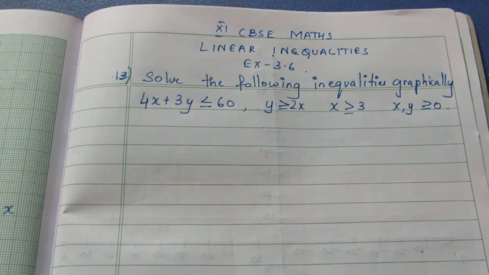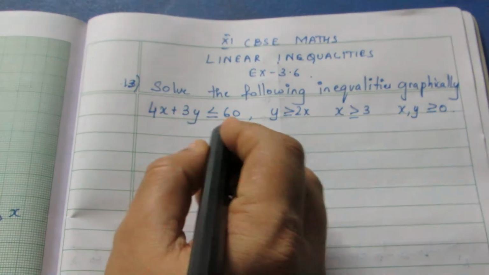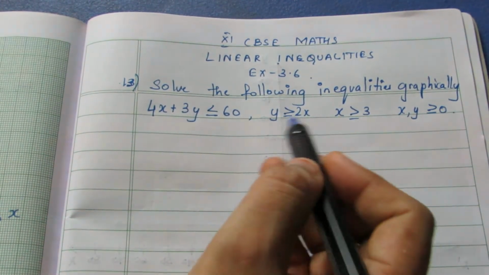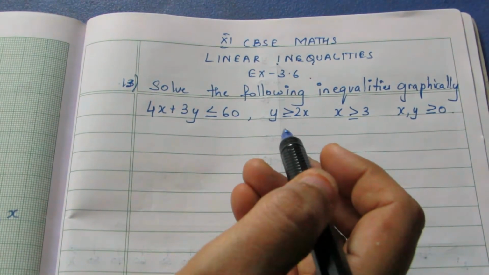Today we are going to see 11 CBSE Maths Linear Inequalities exercise 3.6 question number 13. Let's see the question. Solve the following inequalities graphically. So we are going to solve it by graph. Here the given inequalities are 4x plus 3y is less than or equal to 60, y is greater than or equal to 2x, x is greater than or equal to 3, x comma y is greater than or equal to 0. Now we can't draw the graph of an inequality, so we are going to take it as an equation.